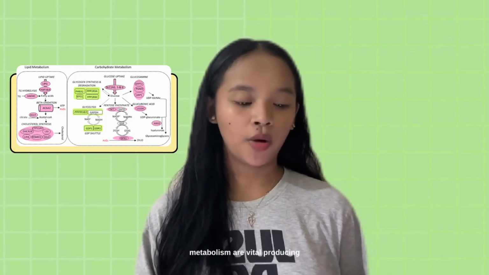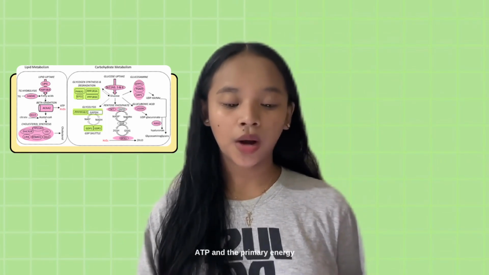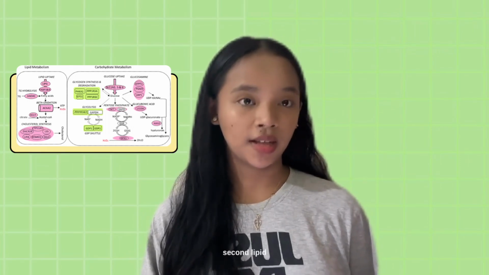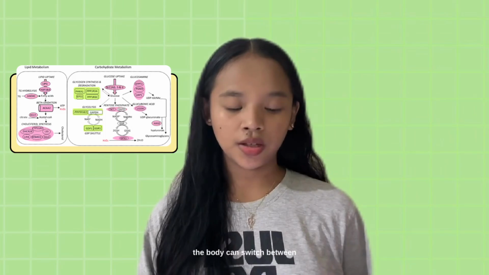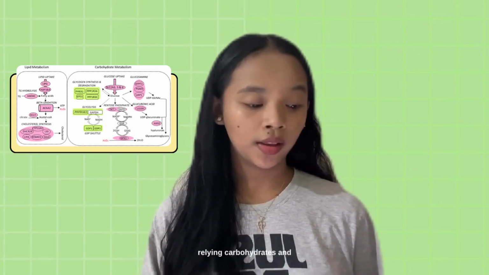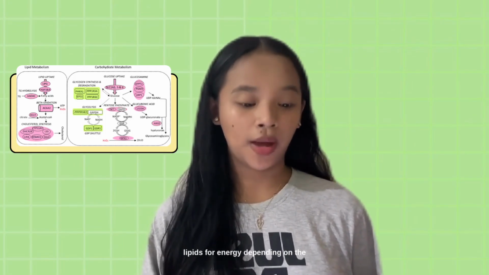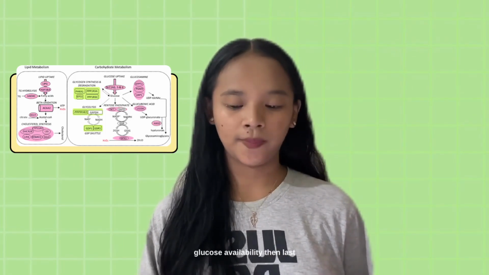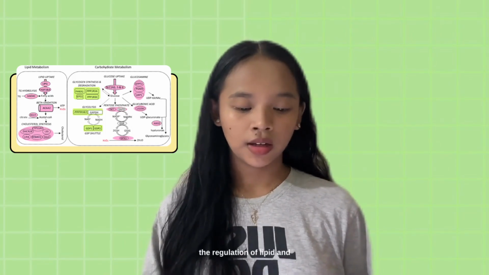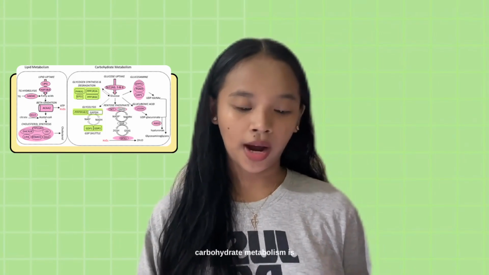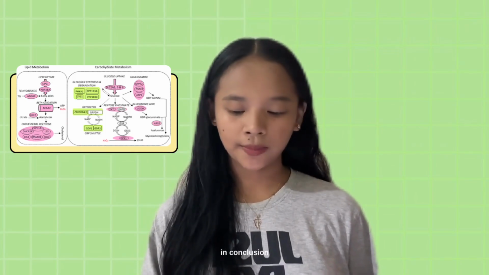Both lipid and carbohydrate metabolism are vital in producing ATP, the primary energy currency of the cell. Second, lipid metabolism and glucose levels. The body can switch between relying on carbohydrates or lipids for energy depending on glucose availability. Then last is the hormonal regulation of both pathways. The regulation of lipid and carbohydrate metabolism is tightly coordinated by key hormones.